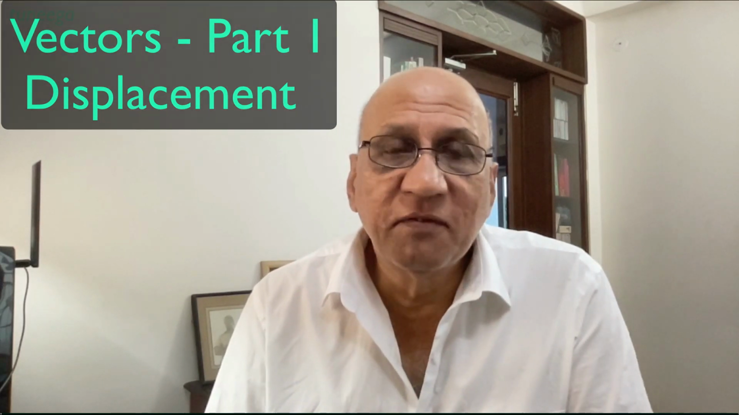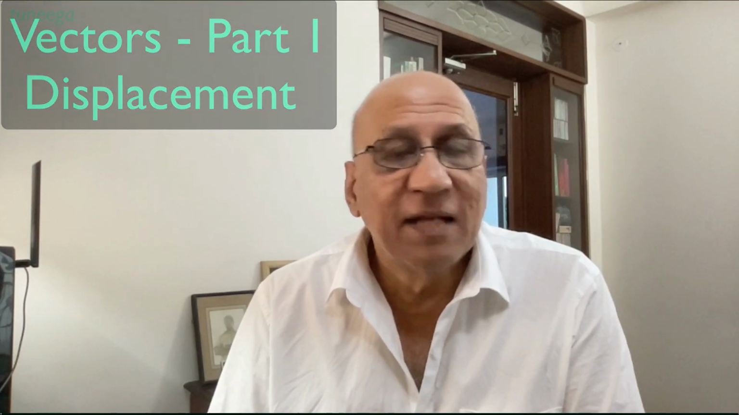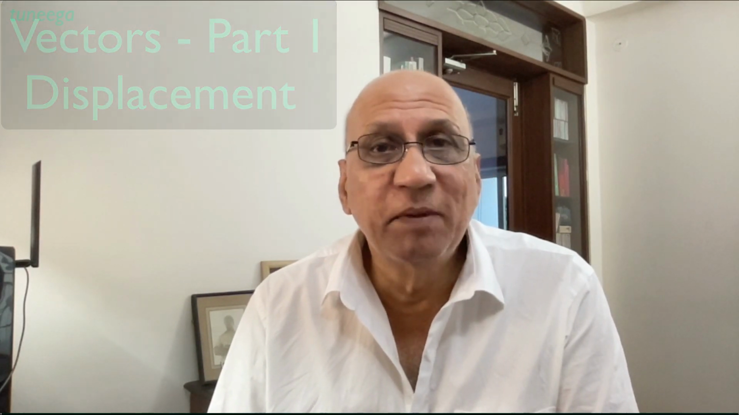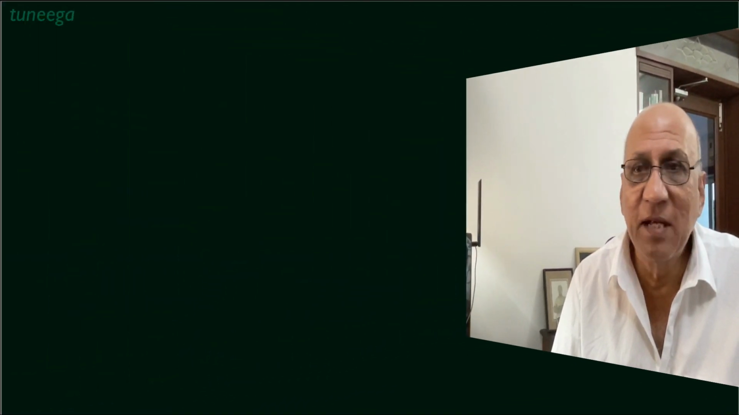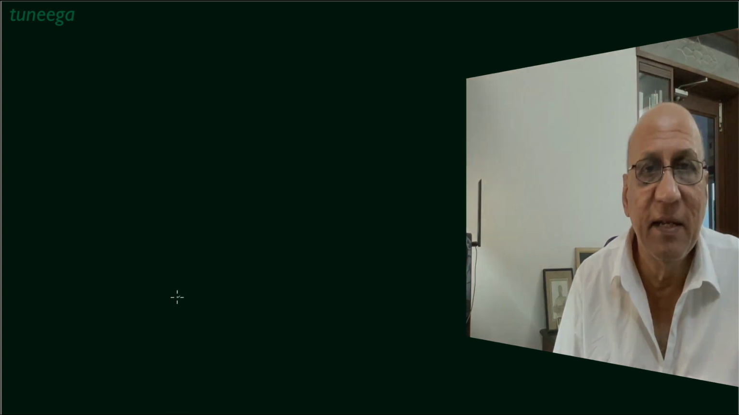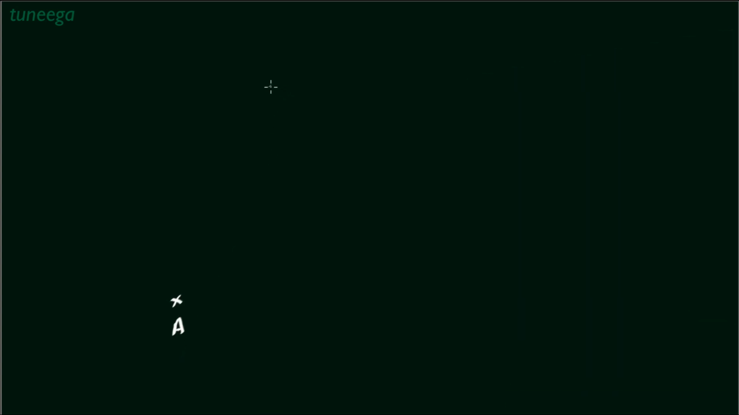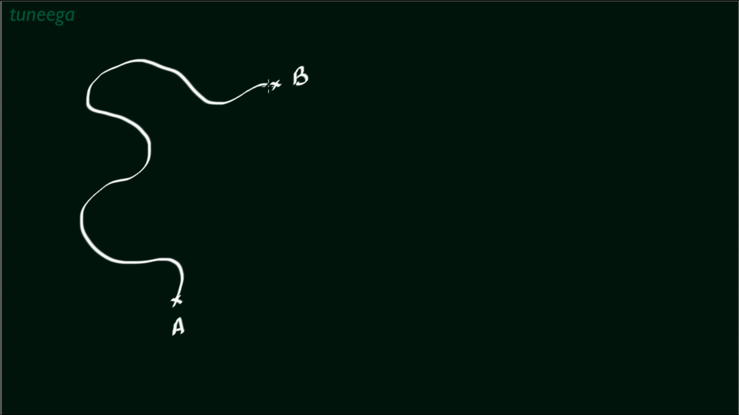Today, we're going to talk about vectors. As an example, we start with displacement. Supposing we have an object which starts at this point A and ends up at this point B, but it travels from A to B along some curved path. The length of this path is the distance traveled.